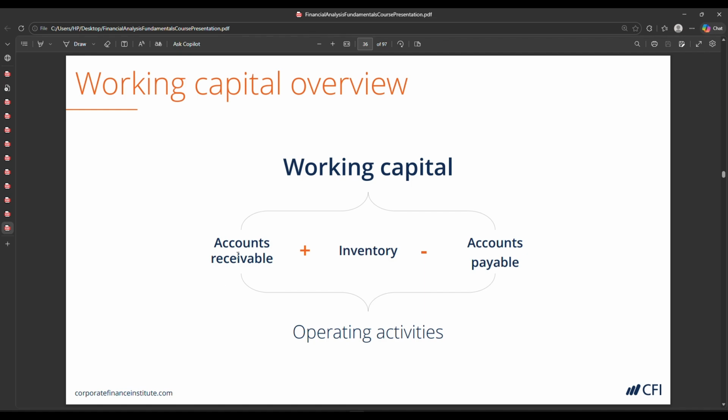So accounts receivable deals with customers: how many days it takes the customers to pay the business the amounts owed. For inventory, how many days it takes to convert the raw materials into finished goods. Then accounts payable, how many days it takes the business to pay its suppliers for raw materials bought on credit. So for your accounts receivable, it is a bad thing when it is increasing, and for your inventory, it's a bad thing when it is increasing.